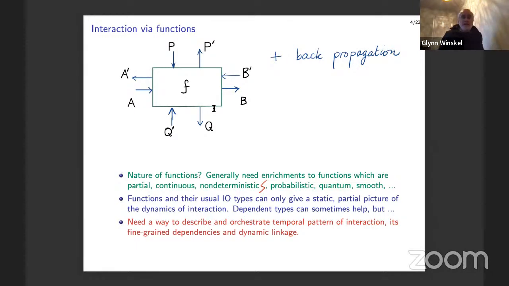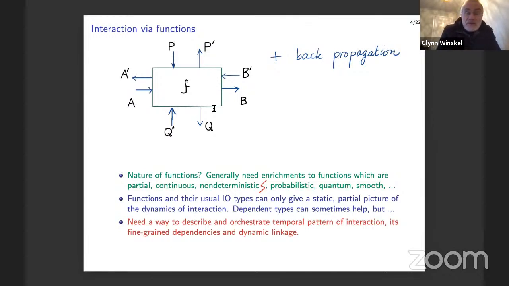Of course, this is glossing over a lot. It's glossing over the nature of functions. Generally, we need enrichments to cope with computation phenomena, which is often maybe partial because of divergence, in which case we might want partial functions. And then the pictures came by rather quickly, but of course you could detect loops there as well. So if you could cope with loops, perhaps you want to have continuous functions. But then here's a warning, because we might want our functions to be non-deterministic.